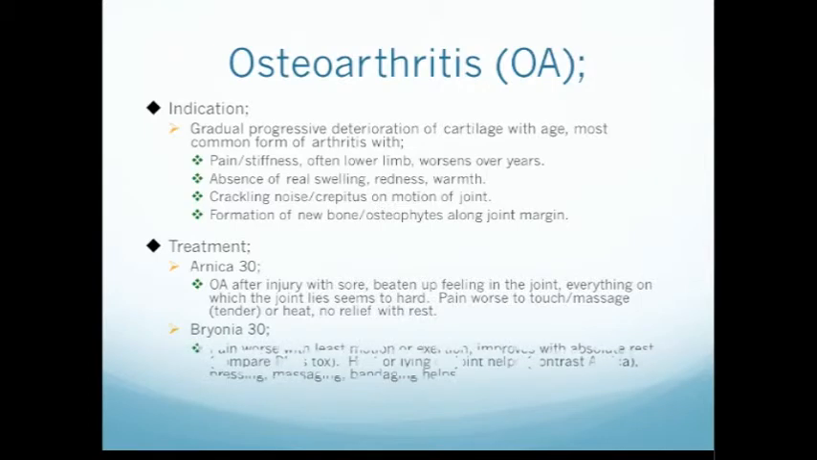Bryonia 30. This is good for pain that's worst with the least bit of motion or exertion. It improves with absolute rest, stillness, as compared to Rhus tox. Heat or lying on the joint helps, which is different from with Arnica. Pressing, massaging, or bandaging the joint also seems to help.